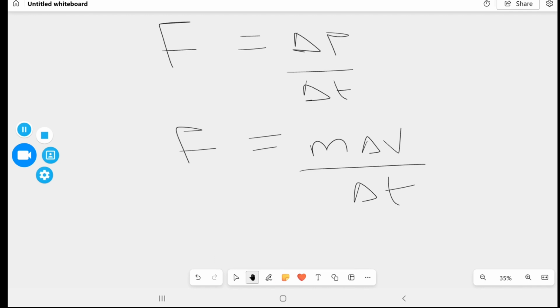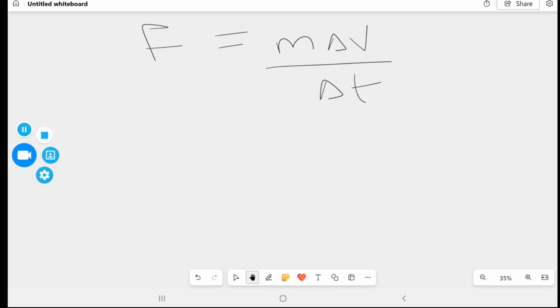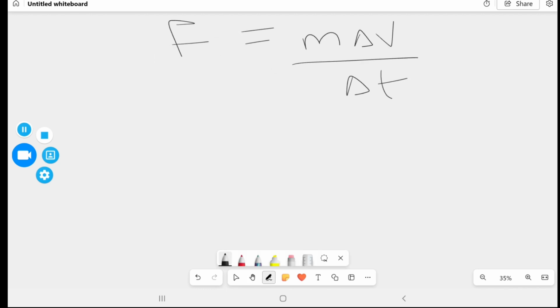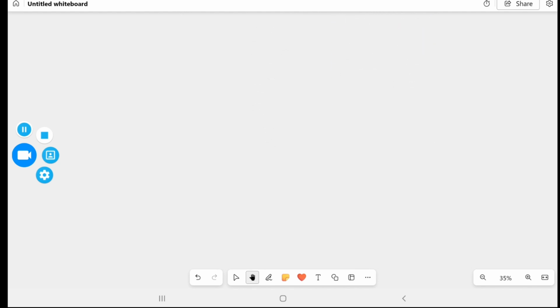I'm sure you are beginning to see something familiar, right? If we break it any further, it's going to be m multiplied by what? We know that change in velocity over change in time is basically what? Acceleration. You see? ma. So that's impulse. Now, since I've introduced you to formulas, let's do a recap.